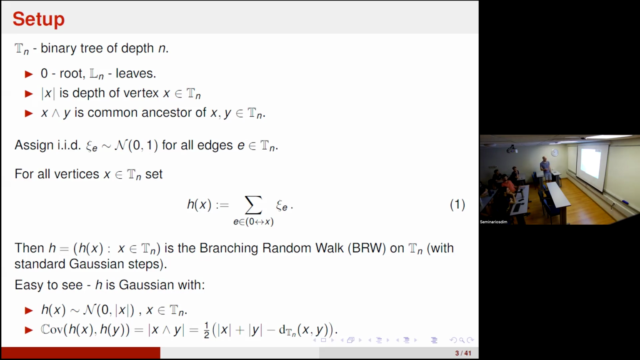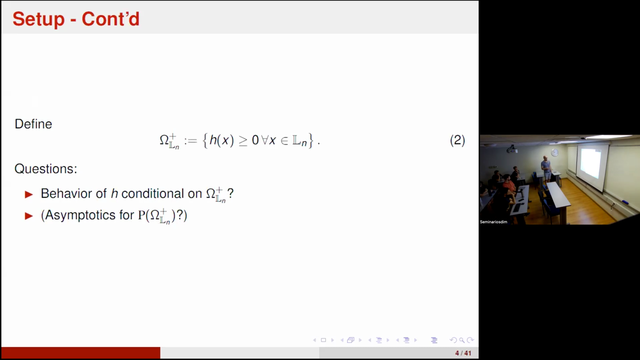Okay, and it's not difficult to see that if you're summing Gaussians, then what you get at vertex x is just the centered Gaussian with variance |x|, and the covariance between the value of the field at two vertices, because of independence of these edges, is just the variance of the joint path, which is the depth of the common ancestor, which you can also write like that. Any questions about the model, because it's fundamental for the remainder of the talk, and what we are going to care about is this event.